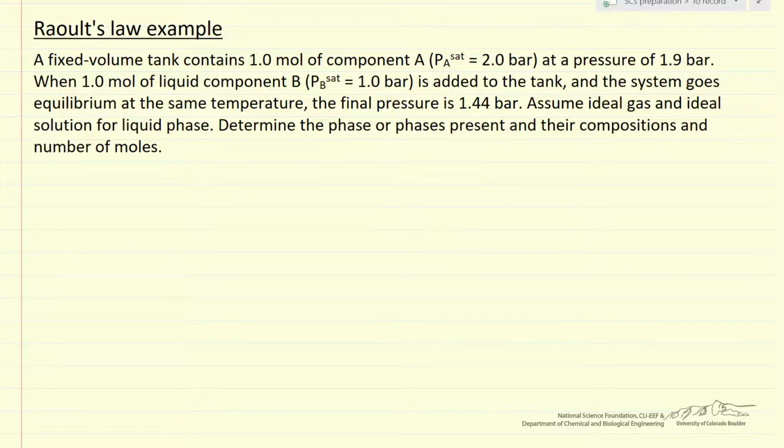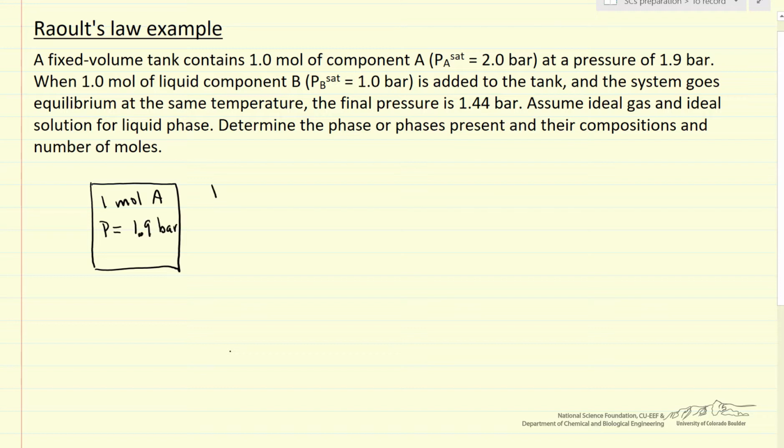So in this example, we start out with a fixed volume container, and it contains 1 mole of component A, and its pressure is 1.9 bar. And the saturation pressure of A is given as 2 bar, which means since the pressure is less than saturation pressure, we have all gas when we start out.